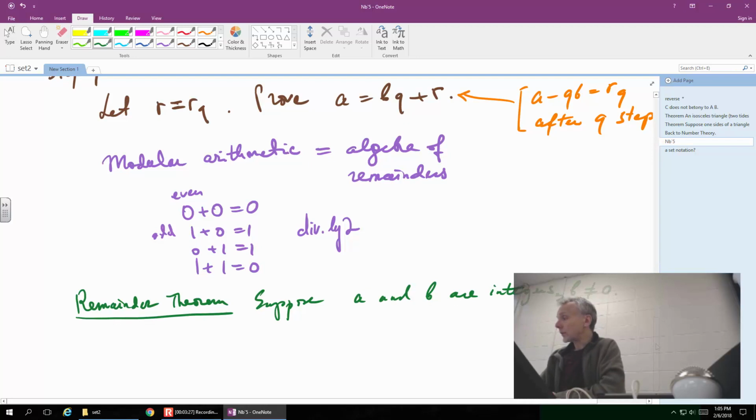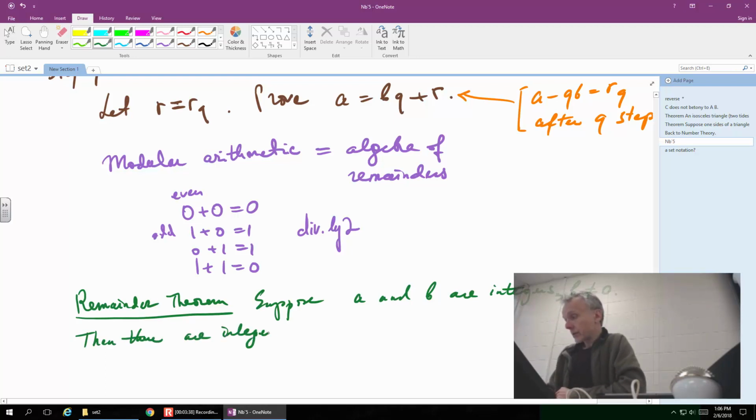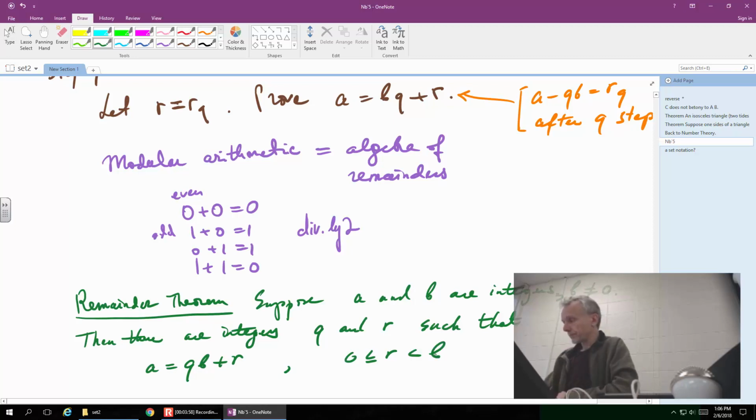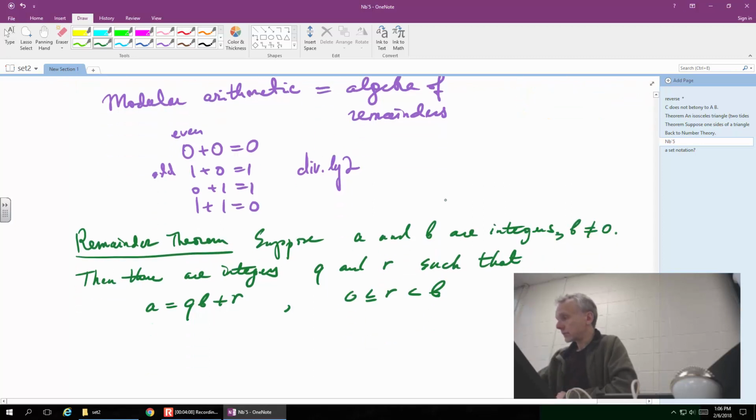Okay. And then what else? Then there are integers Q and R called quotient and remainder, such that A is equal to QB plus R, with R larger than or equal to 0 and less than B. I want to make B positive, just in case.